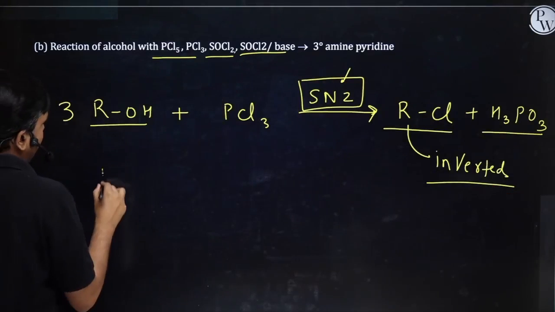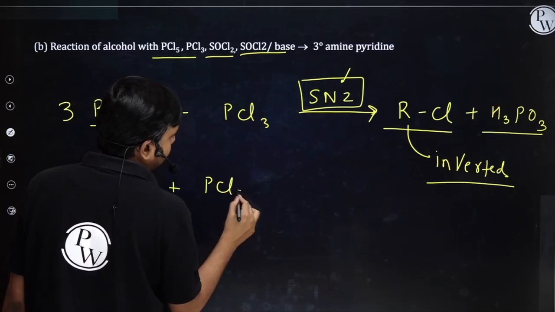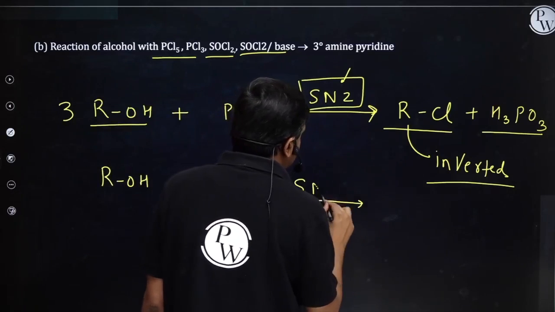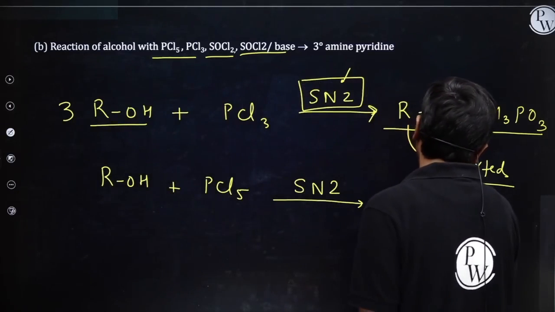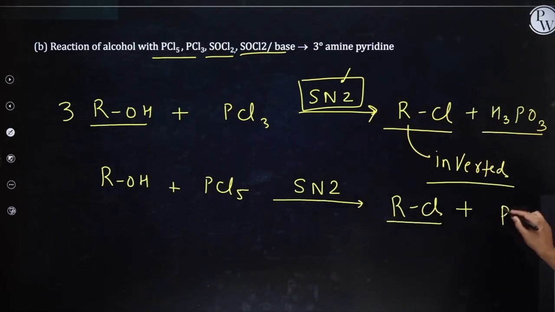Next one. Alcohol treated with PCl5. Student, in this case also the reaction occurs via the SN2 pathway. The product obtained is alkyl chloride once again, and here the byproduct is POCl3.